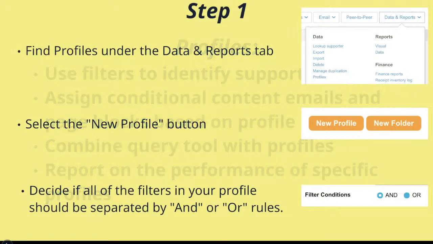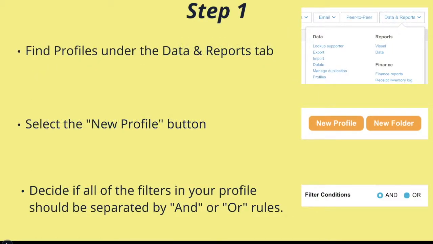So to create a profile, you're going to start by going to the Data and Reports tab in Engaging Networks and clicking on Profiles. You'll select the New Profile button. Then you have to decide what filter condition you want between your filters in that profile. So between filters, you can choose to have an and or an or value.